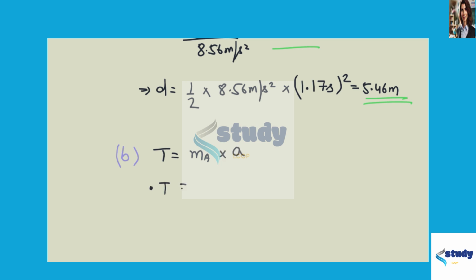So tension T is equal to 1400 kg times the acceleration, that is 8.56 meter per second square, and this comes out to be 12,000 Newton. So I hope this answered your question.